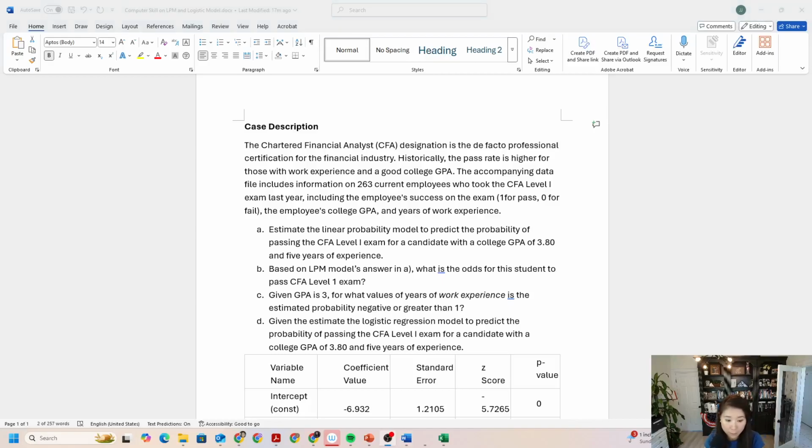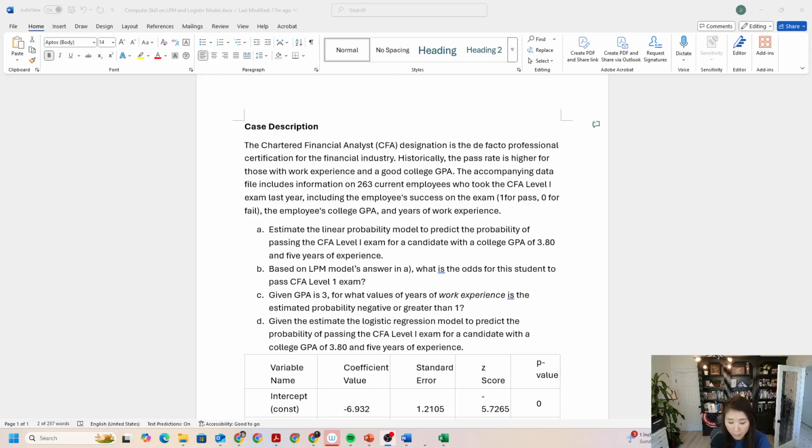Okay, now let's look at question number 3. Question number 3 is related to one of the homework, not the quiz on the Connect. So given the GPA is 3, for what value of the years of work experience is the estimated probability negative or greater than 1?